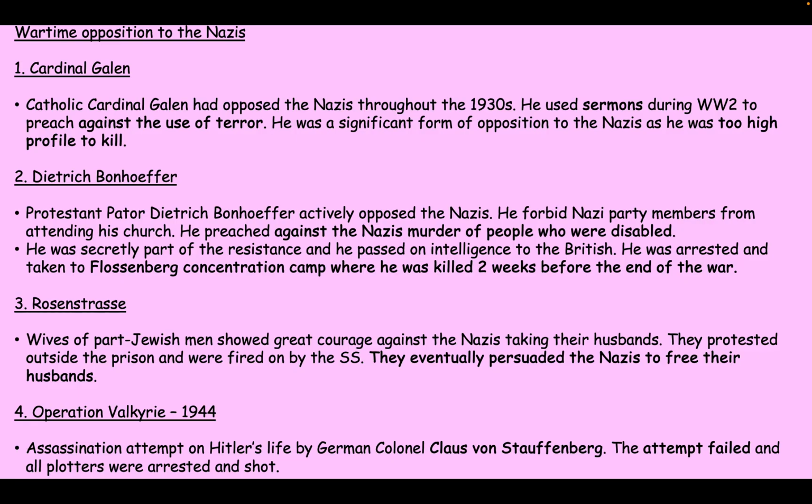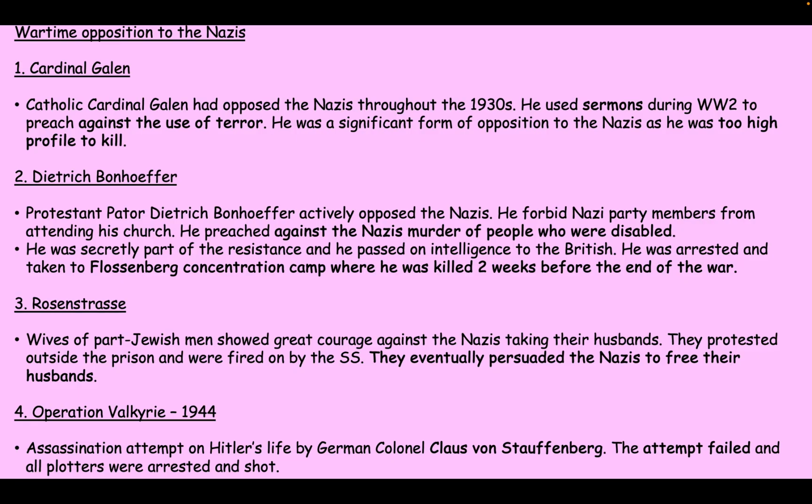Dietrich Bonhoeffer, he actively opposed the Nazis. And we looked at him as well in the 1930s. He forbade Nazi party members from attending his church. And he preached against the Nazis' murder of what the Nazis called undesirables. So people with disabilities or people who were Jewish.